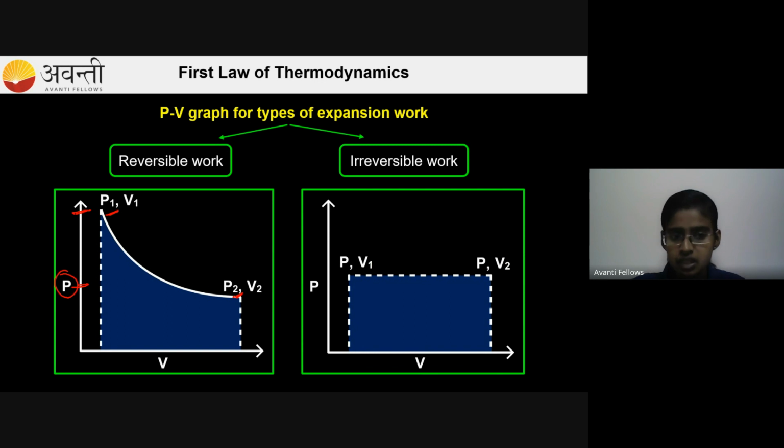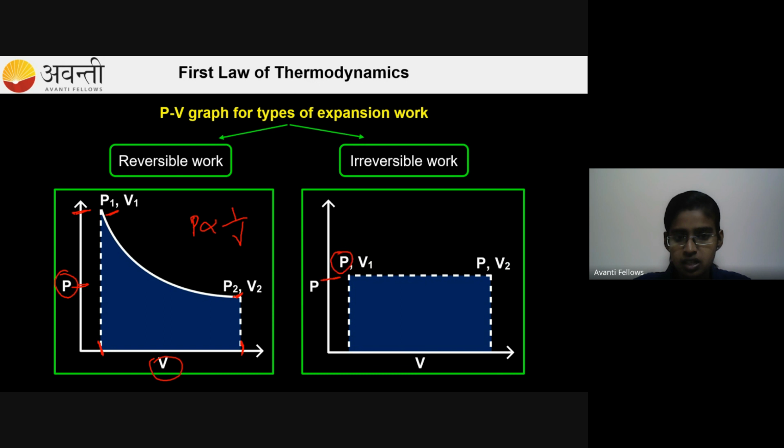When it is getting reduced, the volume, if you see, is increasing, because we all know that pressure is inversely proportional to volume. If we increase the pressure, volume will decrease, and if we decrease the pressure, volume will increase. So they are inversely proportional. When one increases, the other one decreases. So this is reversible.